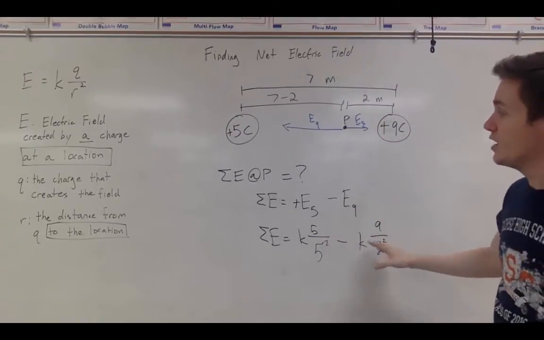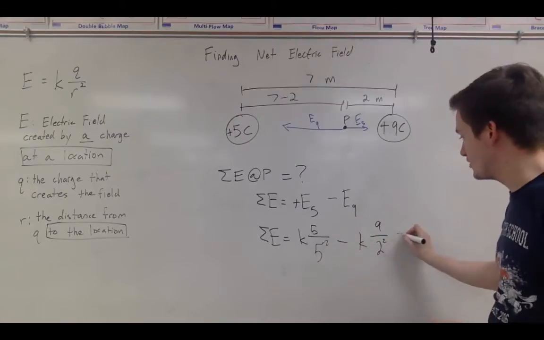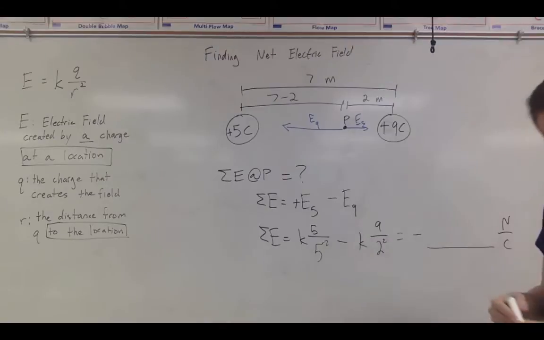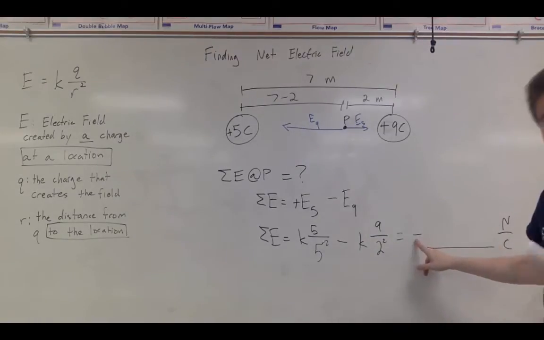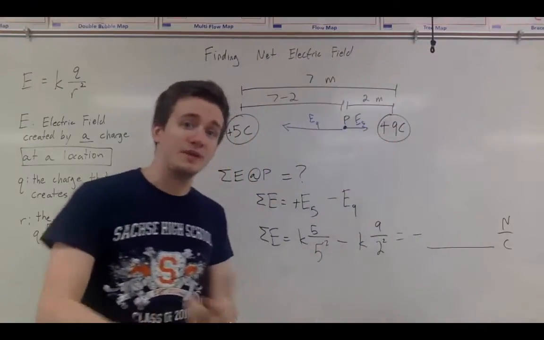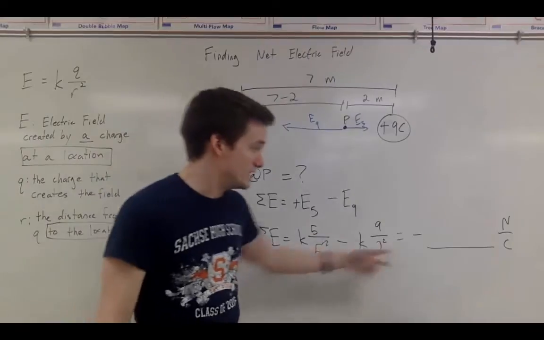Get an answer. We're going to get a negative answer here. I don't know what the number is. It doesn't much matter to me. But we're going to get negative something newtons per coulomb. So think about what that negative means. A lot of times for electric fields, you're going to be asked, find the magnitude, find the direction. How big is it? Which way does it point? So it is a number big.